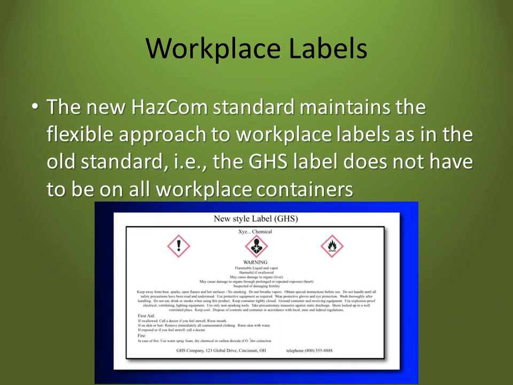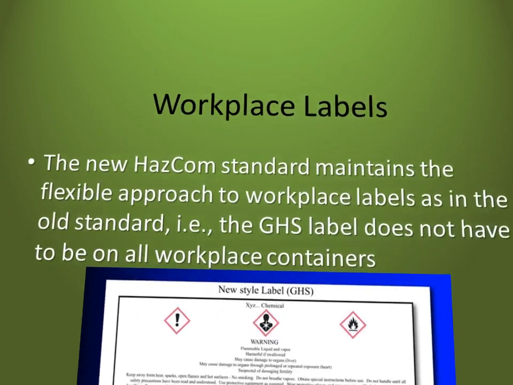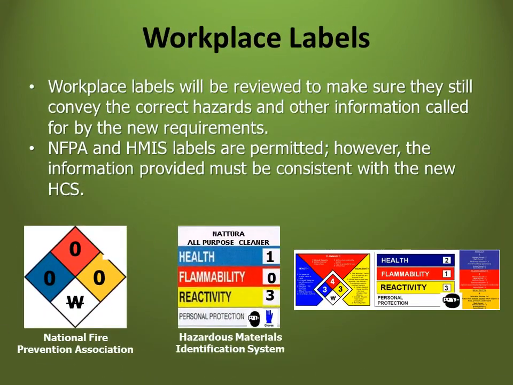Workplace labels. The new hazcom standard maintains the flexible approach to workplace labels as in the old standard. For example, the GHS label does not have to be on all workplace containers. Workplace labels will be reviewed to make sure they still convey the correct hazards and other information called for by the new requirements. NFPA and HMIS labels are permitted. However, the information provided must be consistent with the new hazard communication standard.